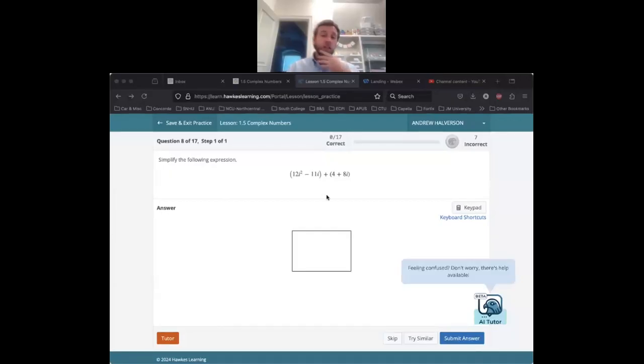Now you could go ahead and start combining like terms, and that's fine. But just one thing to keep in mind, and what may make the problem easier, is to just go ahead and simplify the I squared. Because remember, we don't like exponents over the I. So go ahead and simplify that. So if we do that, this first binomial becomes 12 times negative 1, which is what? Negative 12. So the first binomial changes to negative 12 minus 11i, and then you add the second binomial, 4 plus 8i.